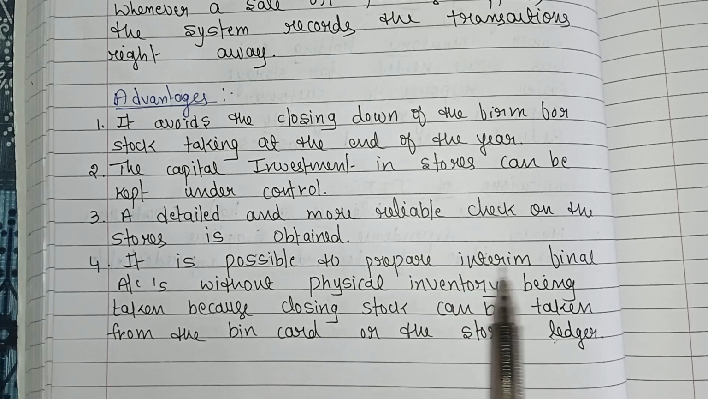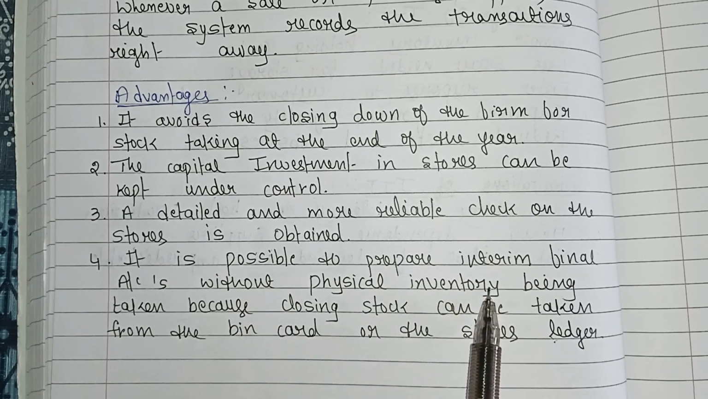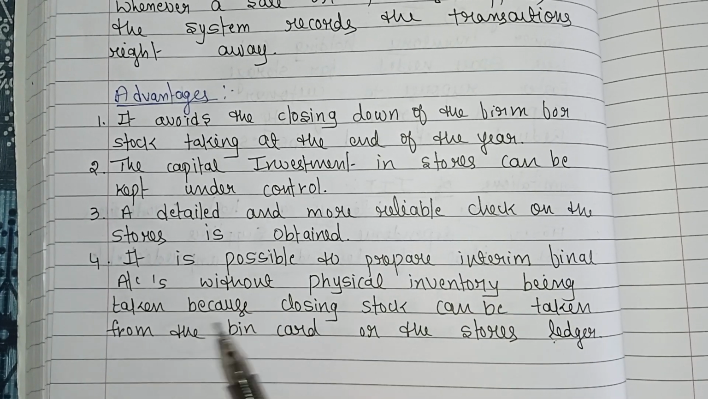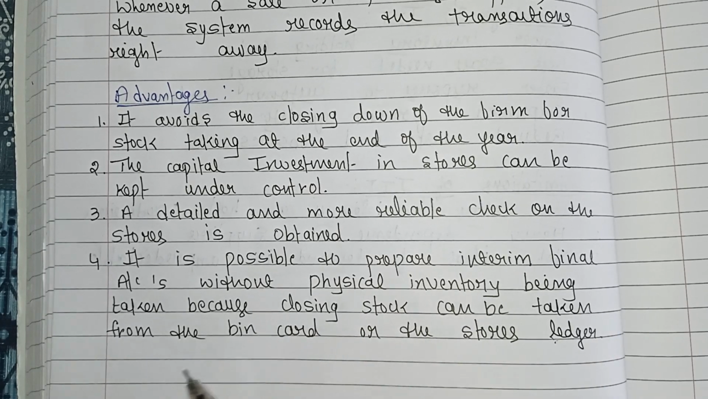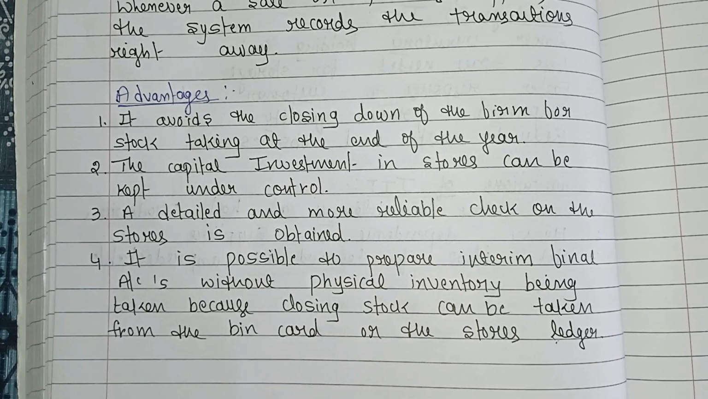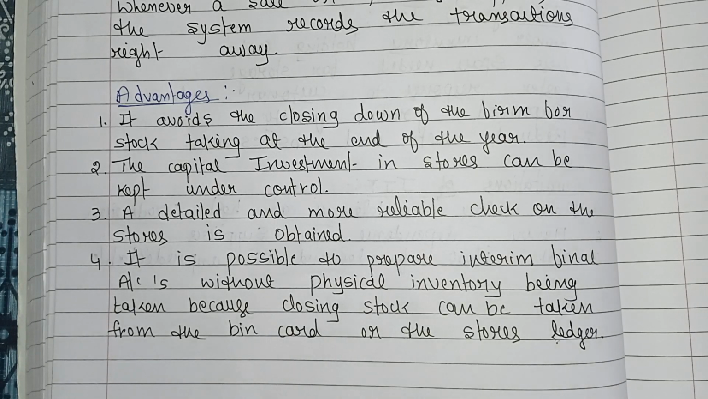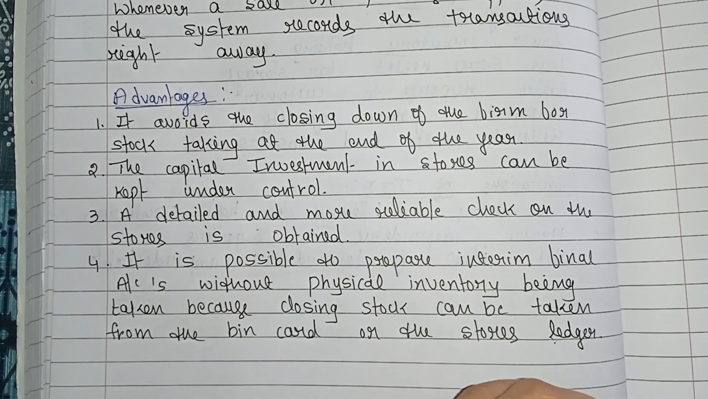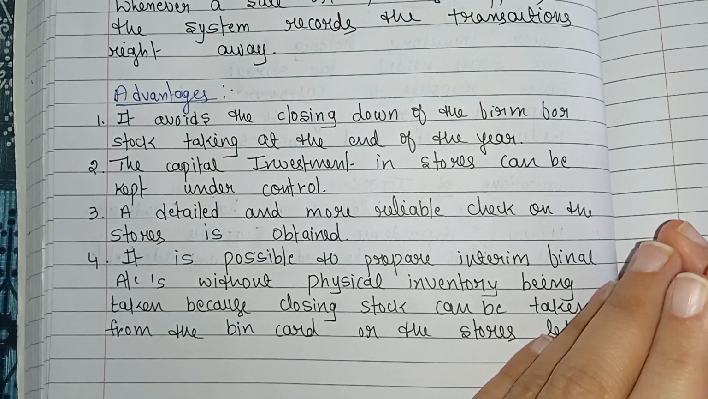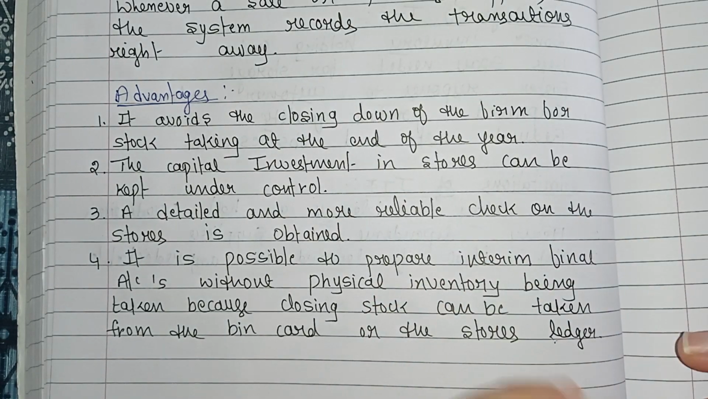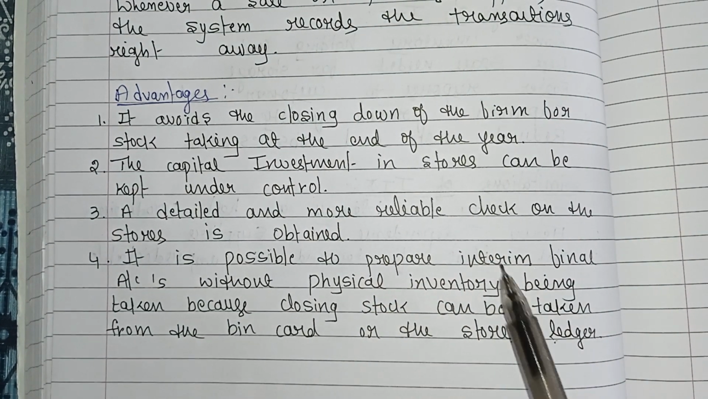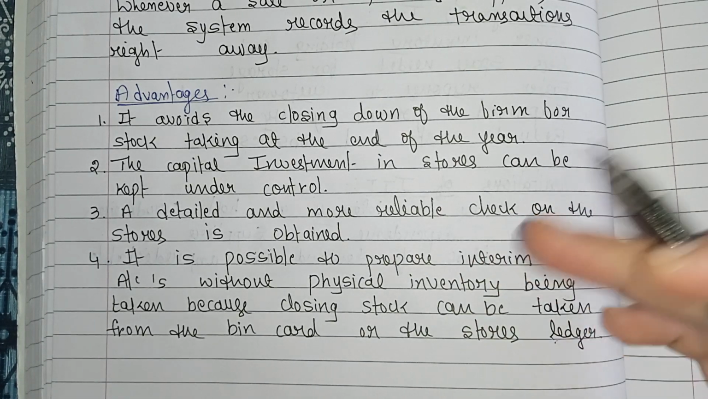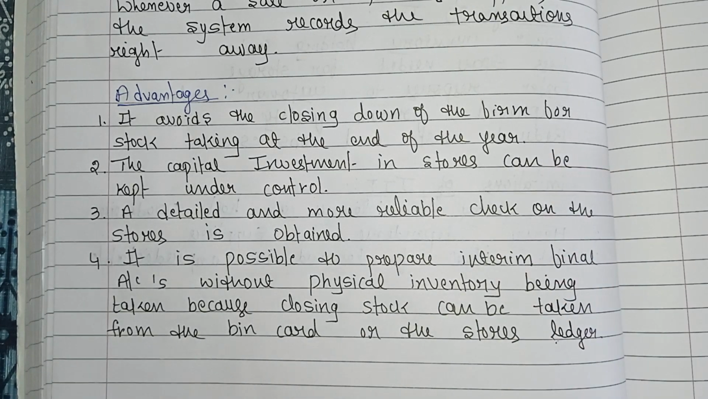It is possible to prepare interim final accounts without physical inventory being taken, because closing stock can be taken from the bin card or the store's ledger. It means what? See, this is one of the biggest advantages of the perpetual inventory system. It allows companies to prepare interim final accounts like quarterly or half yearly reports without doing physical stock checks.